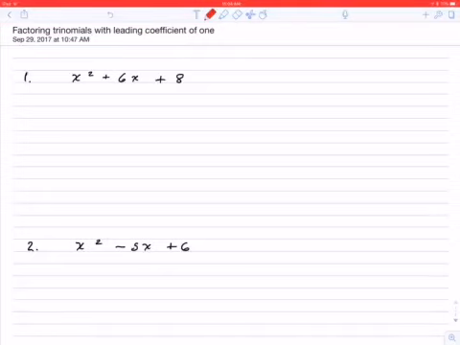A polynomial with 3 terms is called a trinomial. To factor a trinomial, we want to write it as a multiplication problem, as a multiplication problem of a binomial times a binomial. So we'll start out with factors of the first term. The only thing we can multiply to get x squared is just x times x.